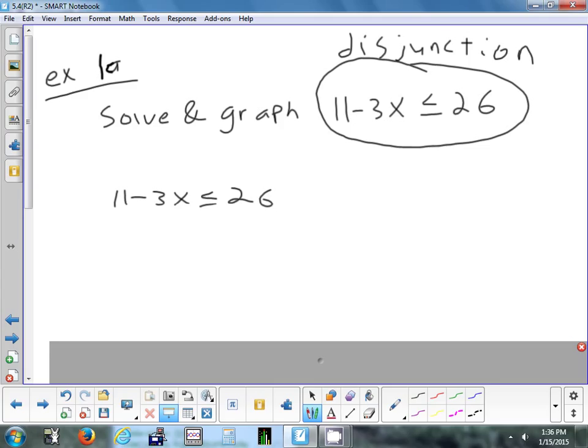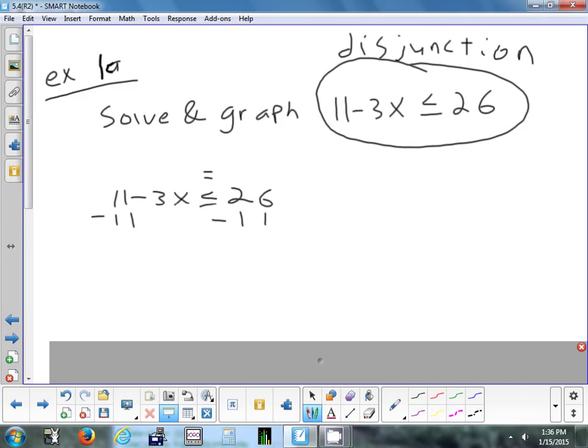Okay, so who can tell me my first step? Two things you got to eventually get rid of, an 11 and a negative 3, but you got to do one before the other. Savon? Subtract 11 from each side. Good. You're solving this just like you would solve it if that was an equals symbol.